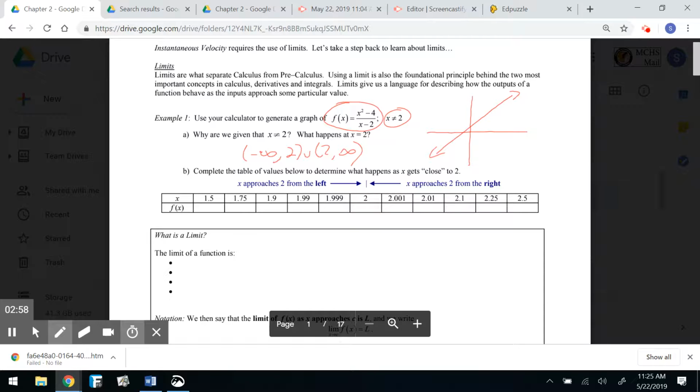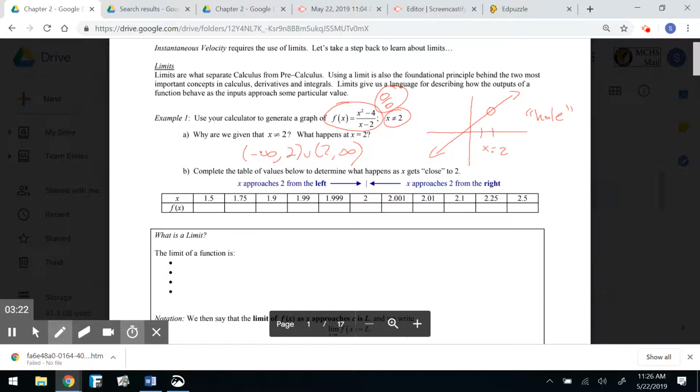Now, if I look at the graph over here, even in my calculator, at x equals 2, it actually looks like I have a value right there. But if you remember from your pre-calc days, that is actually a hole. Why? Because if I plug in a 2, I don't just get 0 in the bottom, I get a 0 also on the top, which we call a removable discontinuity.